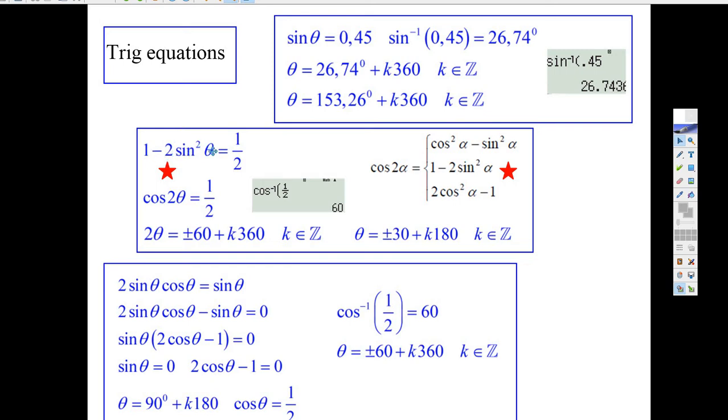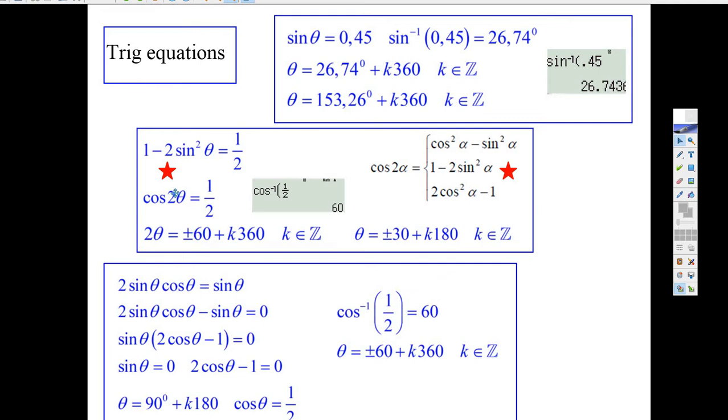Now, what if you saw something like this? 1 minus 2 sine squared. Look on that formula sheet. 1 minus 2 sine squared. Hey, I can rewrite that as cosine 2 alpha. And they give you a mark just for doing that. Cosine 2 theta equals a half. Then you ask your calculator, or maybe you know from the special triangles, shift cosine of a half is 60. So there's two places where you'll get exactly the same answer, plus 60 and minus 60.